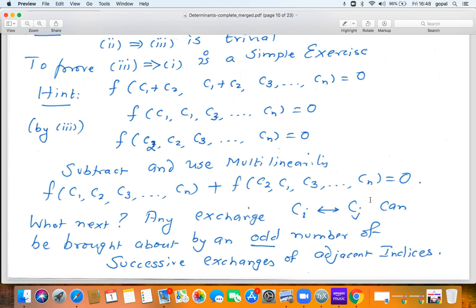So even if I bring about that swapping of two non-adjacent columns through a sequence of adjacent swaps, the number of swaps needed will again be odd. So how many times do I pick up a minus sign? An odd number of minus signs. So I'm left with the minus sign. So swapping any two columns, adjacent or otherwise, picks up a minus sign. That completes the proof of the second fundamental lemma.